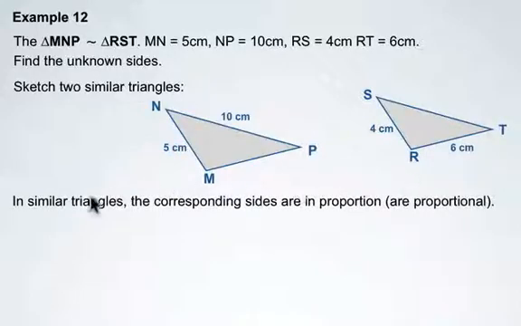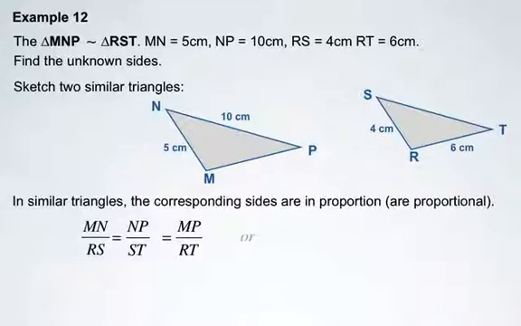We know that the property of similar triangles is that the corresponding sides are in proportion, and we are given in this question that triangle MNP is similar to triangle RST. So we can set up the following proportion. Side MN compared to side RS, that ratio should be equal to the value if we compare NP to ST, which should be equal in value to when we compare MP to RT.